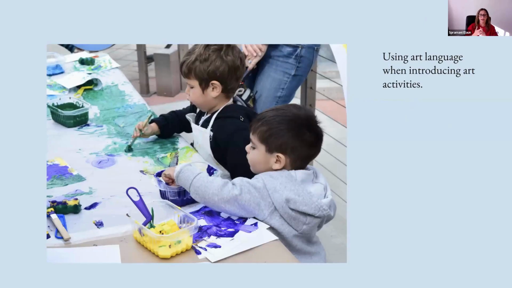They're experiencing painting. The language that I would be using with the child is green paint, brush strokes, purple paint, yellow paint, lines and textures and movement. These are words that I would be using and teaching the children.